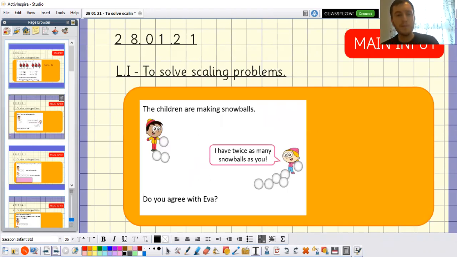Now, scaling problems are problems where we compare different amounts that individuals or groups might have. Now, I think it'll become easier when we look at an example and you'll be able to see what I mean. So the children are making snowballs. We can see this boy has 1, 2, 3 snowballs, and Eva over here says, I have twice as many snowballs as you. She has 1, 2, 3, 4, 5, 6.